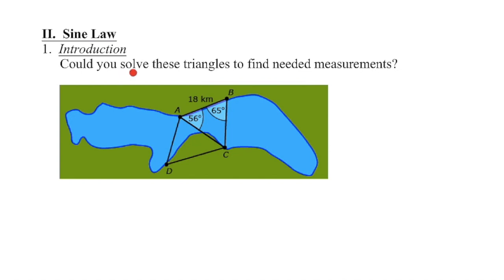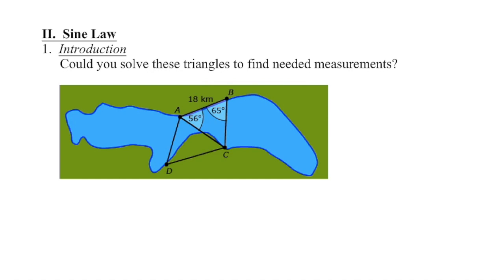We know that to solve a triangle means to determine all missing angles and all missing side lengths. If we take a look at the diagram below, we have a lake and we have two triangles drawn over top of that lake.